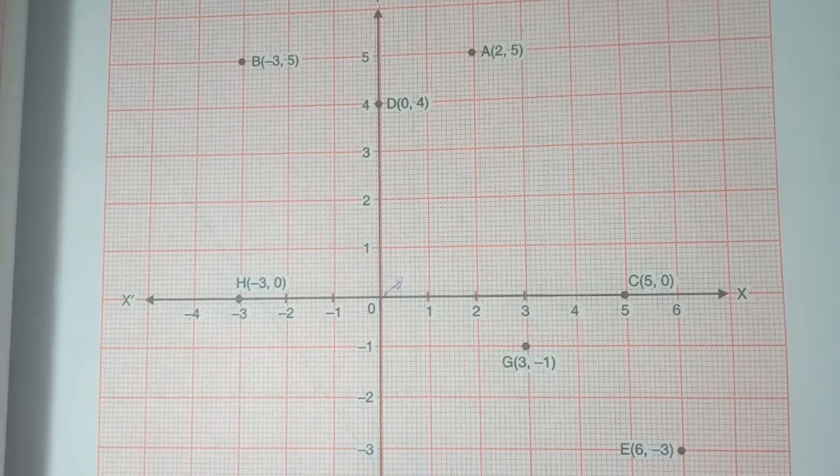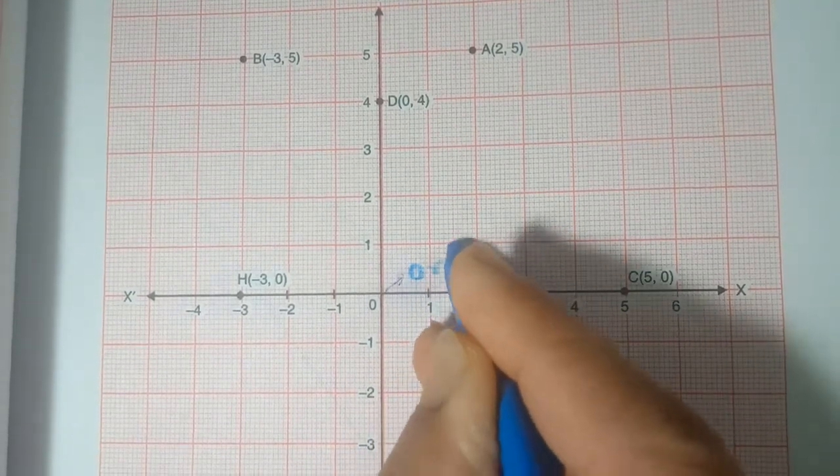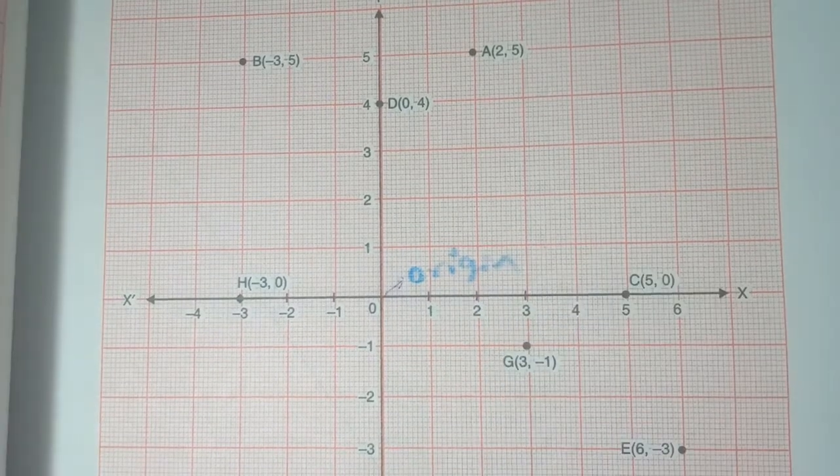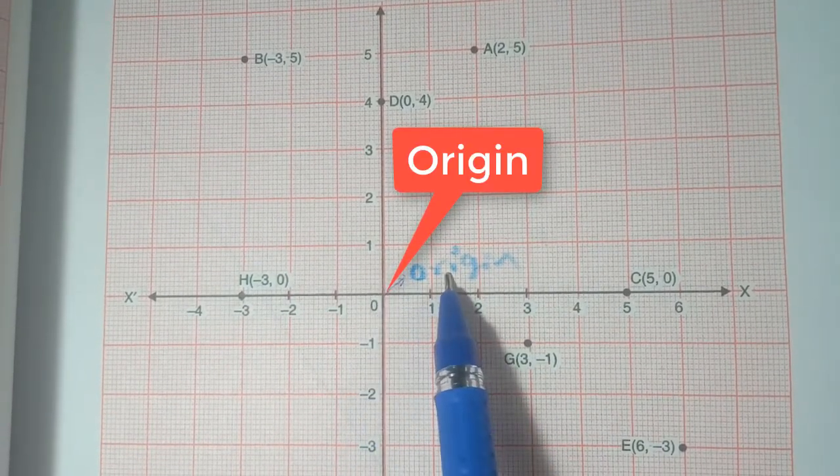The point of intersection is called the origin. This point of intersection is called the origin.